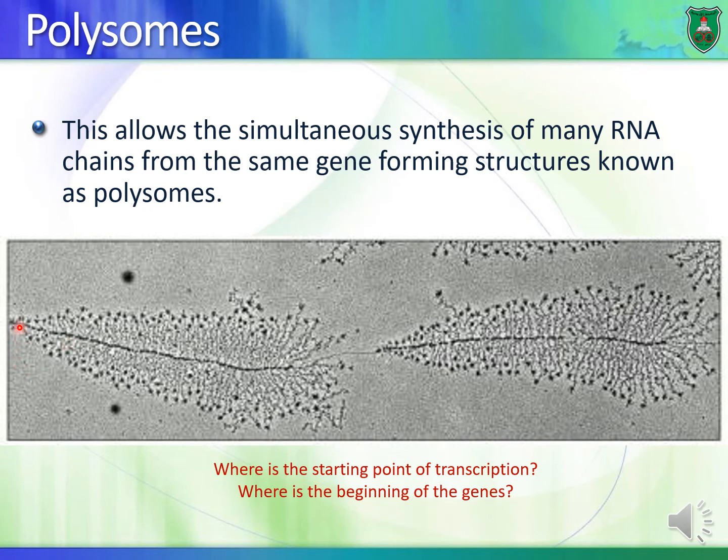Because as the RNA polymerase is moving forward, you can see that the RNA molecules are getting longer and longer. So it ends right here, okay? And the other gene starts its transcription at this point, and it ends at the other end as well. Okay, now this structure, by the way, is known as polysomes. And this is an efficient way for synthesizing many RNA molecules from the same gene all at the same time.